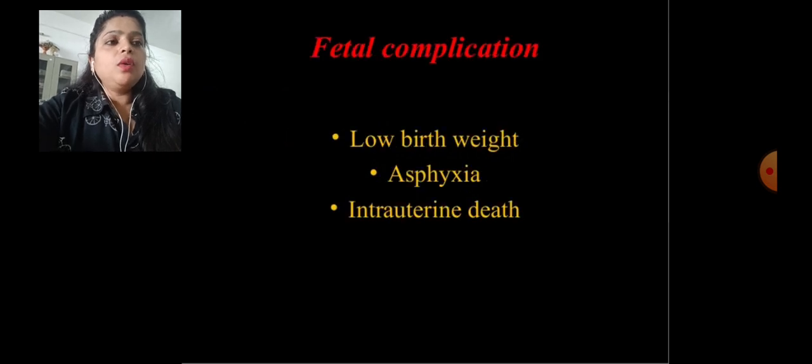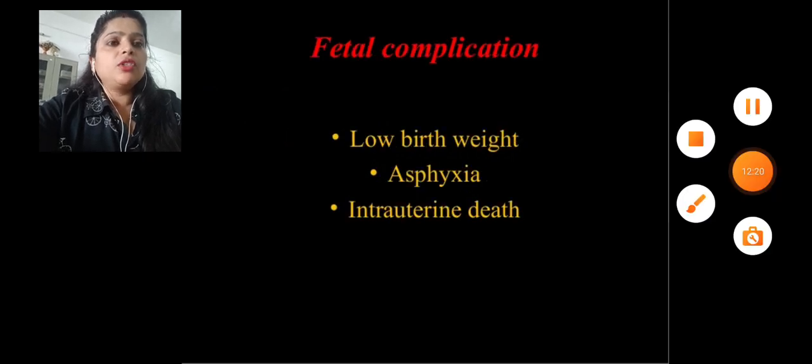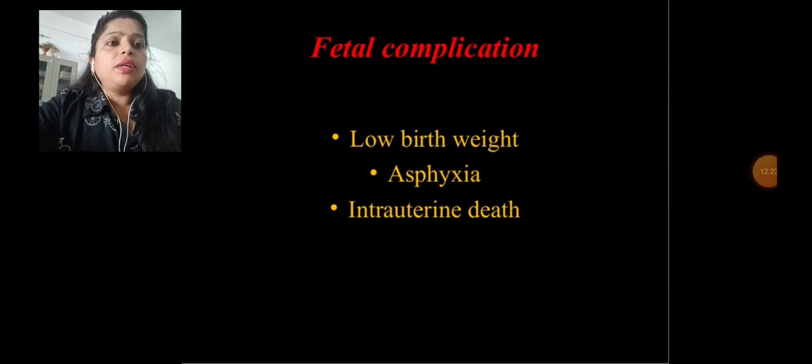In fetal complications, what all happens? Low birth weight babies. As we have already discussed, there are chances of preterm labor, and due to preterm labor the baby is not developed properly, due to which low birth weight babies is one of the concerns for placenta previa. Second one is asphyxia. The fetus also gets stuck, and due to which asphyxia is also a cause. And the third one is intrauterine death.